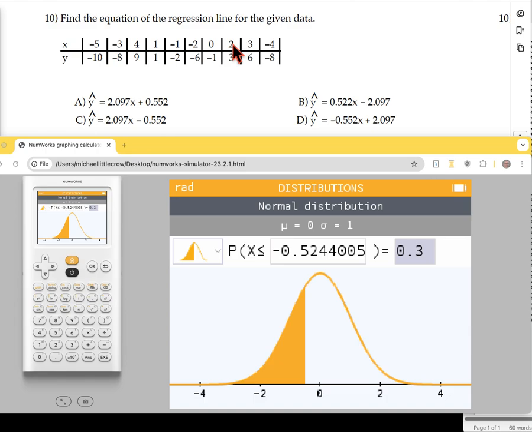We're now jumping ahead to the last chapter we did in our textbook, on regression. So we're given ordered pairs, and we're asked to find the equation of the regression line. We have our choices here.